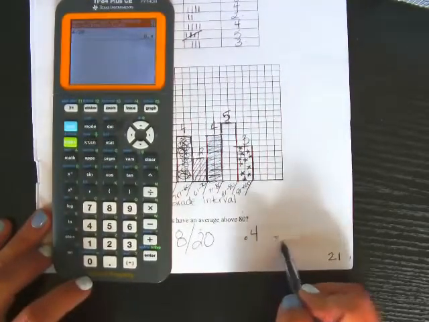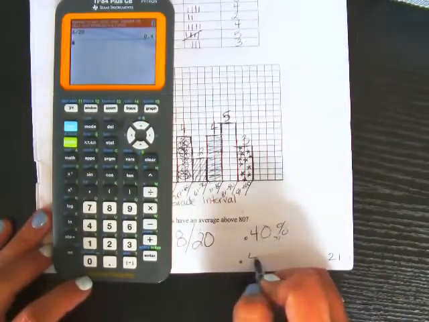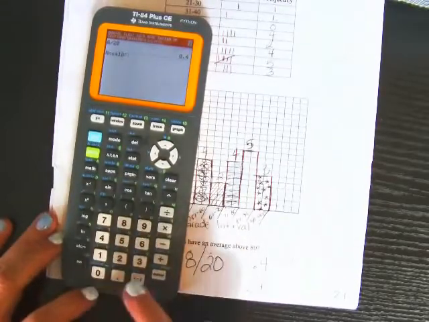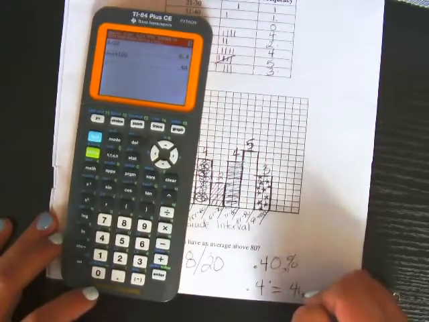Now I can do two things. I can just swoop my decimal 2 places to the right to turn it into a percent, or I can take my 0.4 and multiply it by 100. It does the same thing. Gives me 40%.